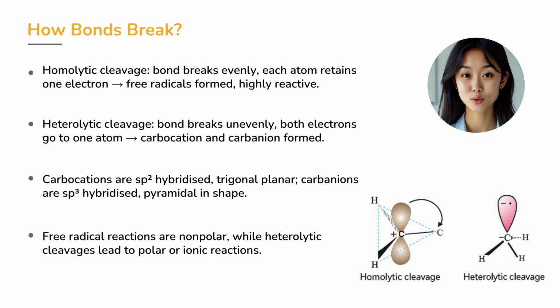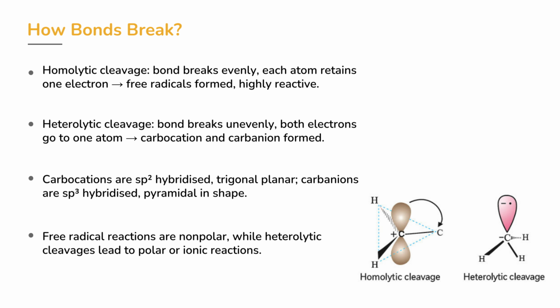Carbocations are sp2 hybridized and trigonal planar, while carbanions are sp3 hybridized and pyramidal. Free radical reactions dominate in nonpolar conditions, whereas heterolytic cleavages lead to polar or ionic pathways. So always ask, are electrons splitting evenly or unevenly?